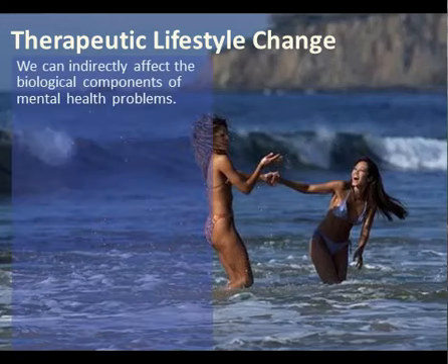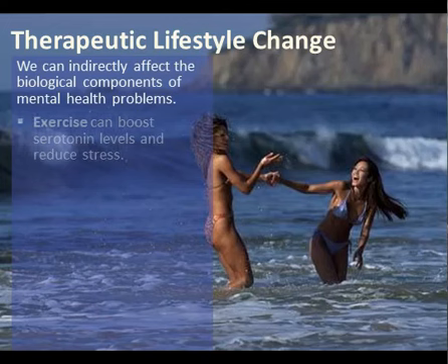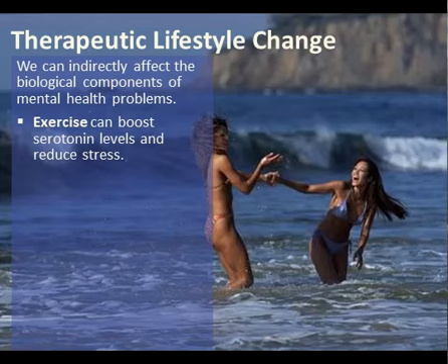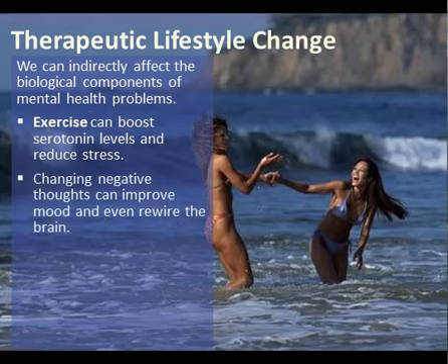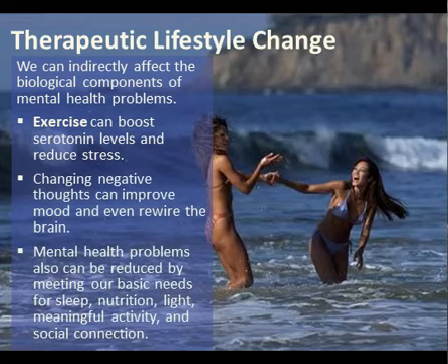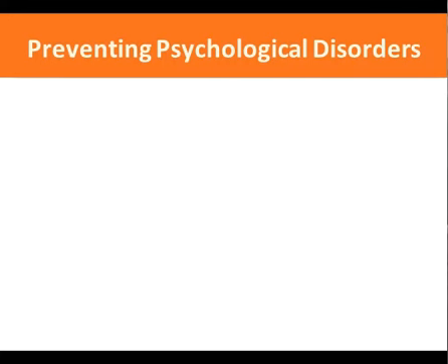Therapeutic lifestyle change. We can indirectly affect the biological components of mental health problems. Exercise can boost serotonin levels and reduce stress. Changing negative thoughts can improve mood and even rewire the brain. Mental health problems can also be reduced by meeting our basic needs for sleep, nutrition, light, meaningful activity, and social connection. But of course, preventing psychological disorders is a major thrust as well.